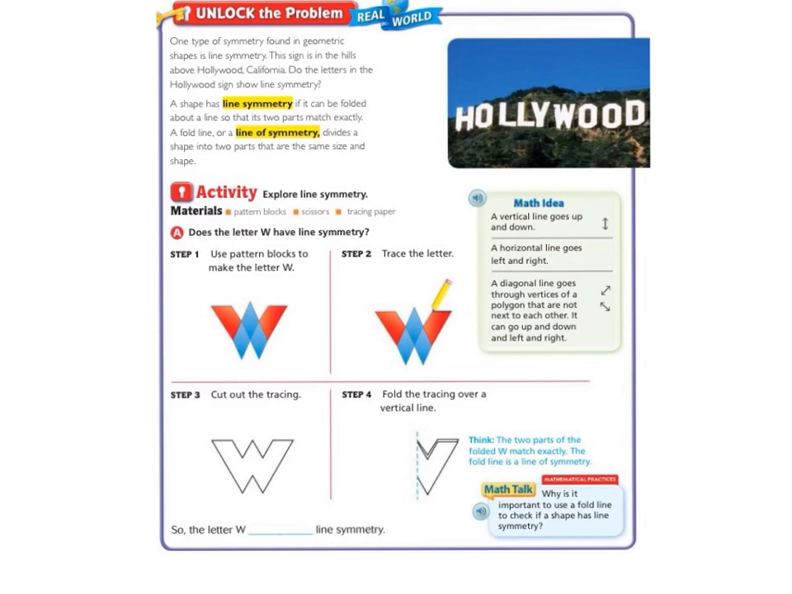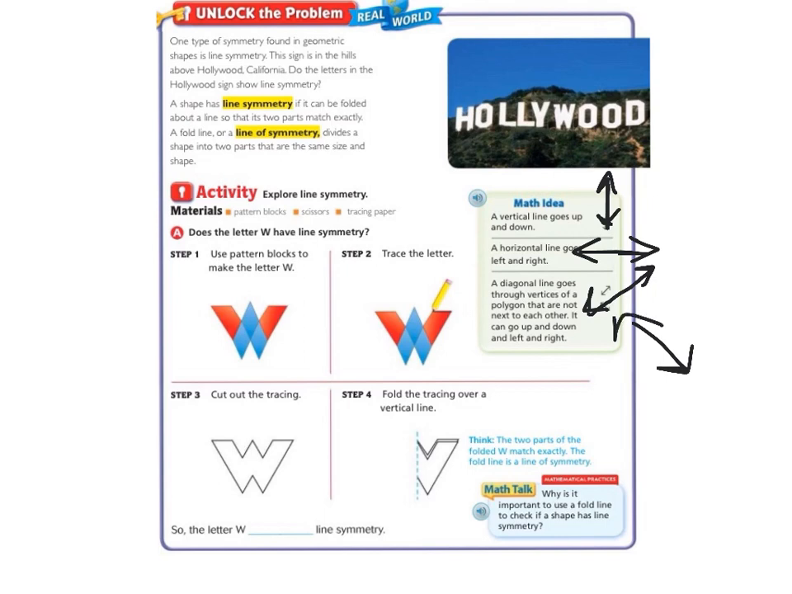Let's look at the math idea before moving on. So over here, the math idea talks about a vertical line which goes up and down. A horizontal line goes left and right. A diagonal line goes through vertices of a polygon that are not next to each other. It can go up and down and left and right. So a diagonal line could begin low and rise up, going from low left to high right, or it could start higher on the right and move lower to the left.